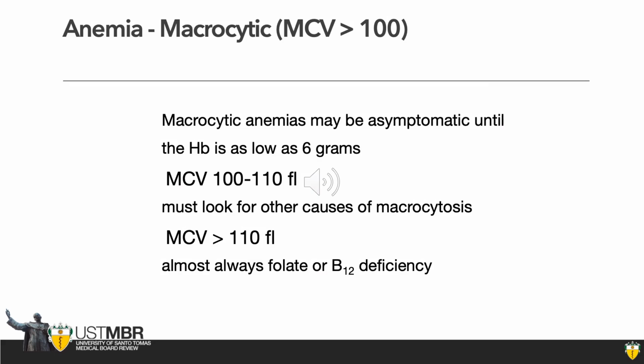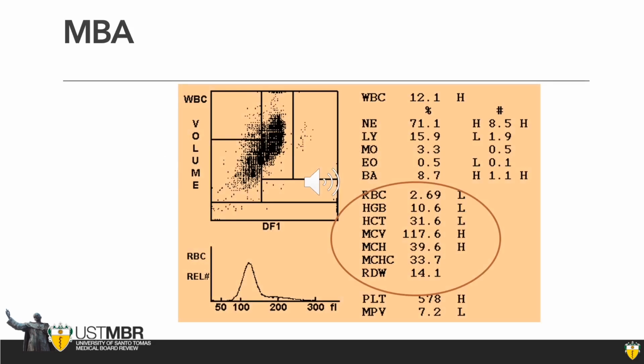Again, as I mentioned earlier, these patients are usually asymptomatic because it's a chronic and slow decrease in hemoglobin, and so the cardiovascular system is able to compensate. If you see an MCV of more than 110 femtoliters, almost always it is caused by megaloblastic anemia, that is, folate or B12 deficiency. So this is an example of a patient who is anemic with a hemoglobin of 10.6, hematocrit of 0.31, and as you can see, the MCV and MCH are very high. This is a megaloblastic anemia.